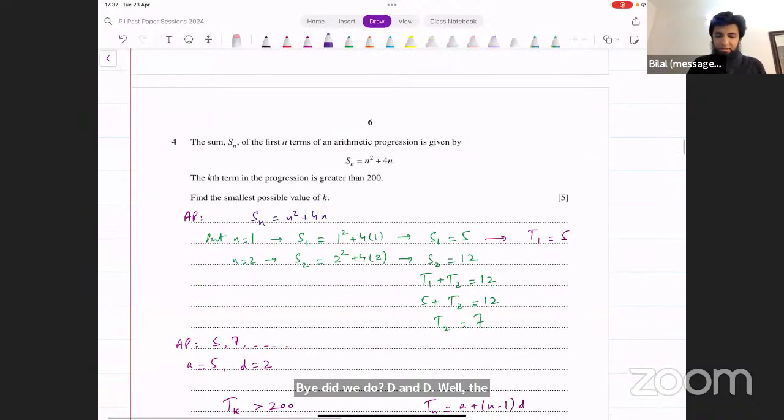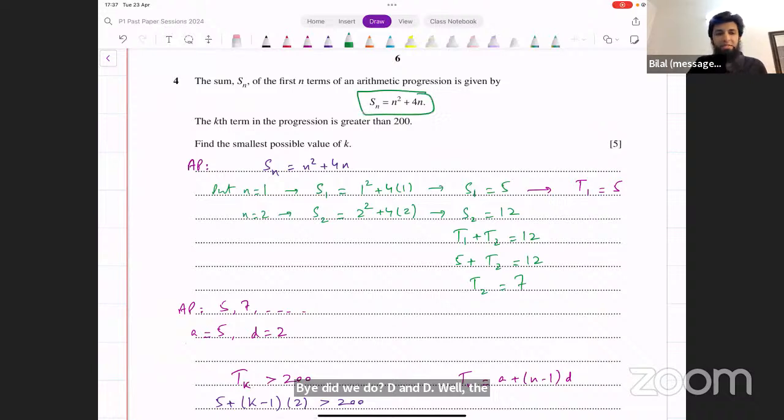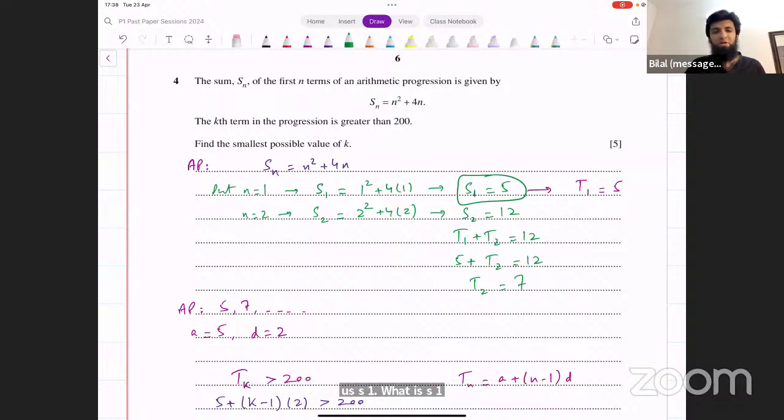Well, the formula says Sn equals n square plus 4n. This is the sum formula for this arithmetic progression. What does that mean? If we were to input n equals 1 in this, that will give us S1. What does S1 mean? Sum of the first term, that's basically just the first term. That's 5.